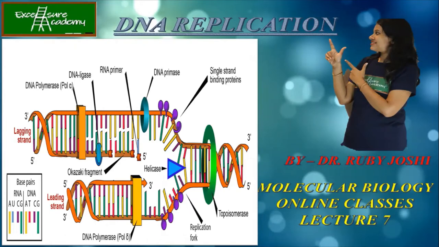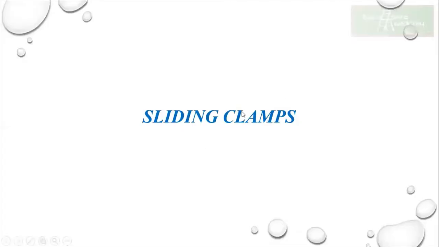Previously we talked about the initiation, elongation and termination of replication. A few more important topics were left. So in this lecture we'll discuss the beta clamps, or the sliding clamp, which I was telling you about, which is important as part of replication. So, the sliding clamps.